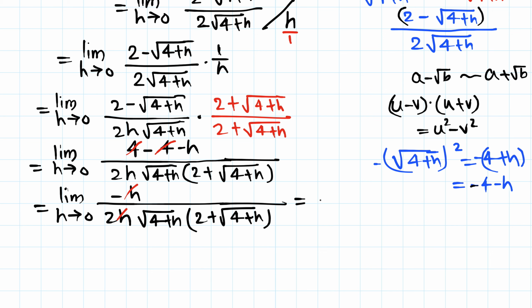This is negative, can be pulled to the front, 1 over, what is on the bottom? This is 2, 4 plus 0 is 4, the square root of 4 is 2, and 2 plus 2 is 4. Okay, so we get 4 times 2, 8, times 2, 16. So negative 1 over 16. Okay, that's the answer.